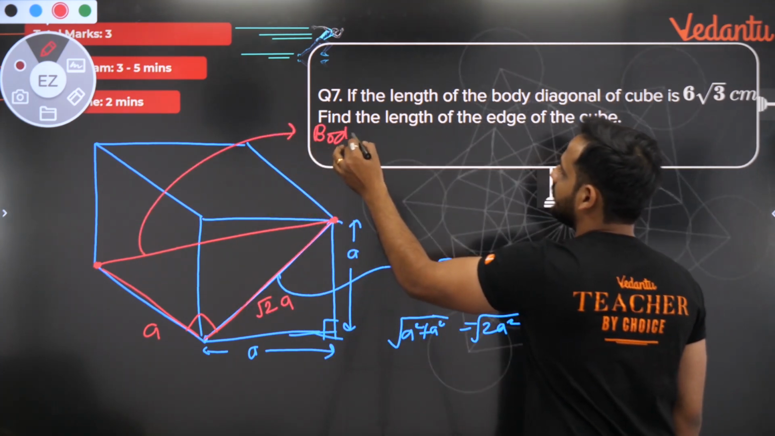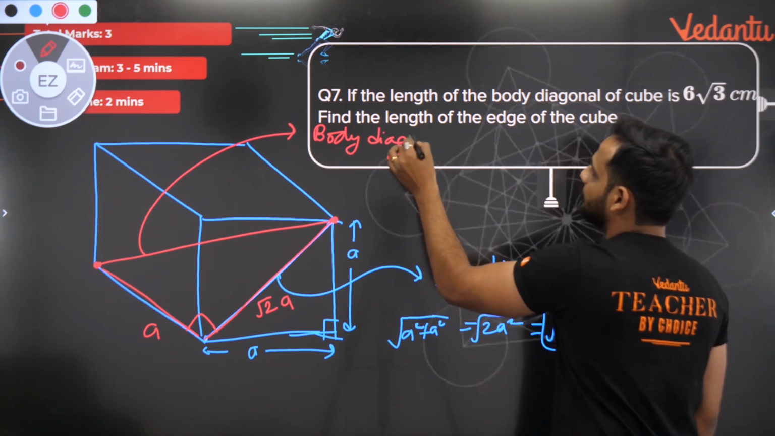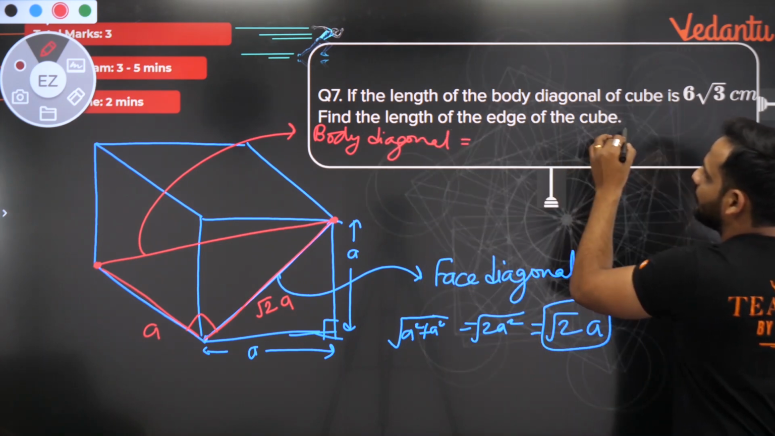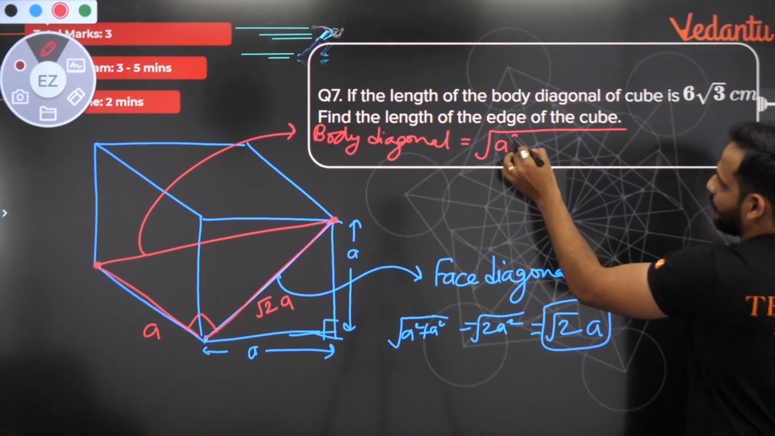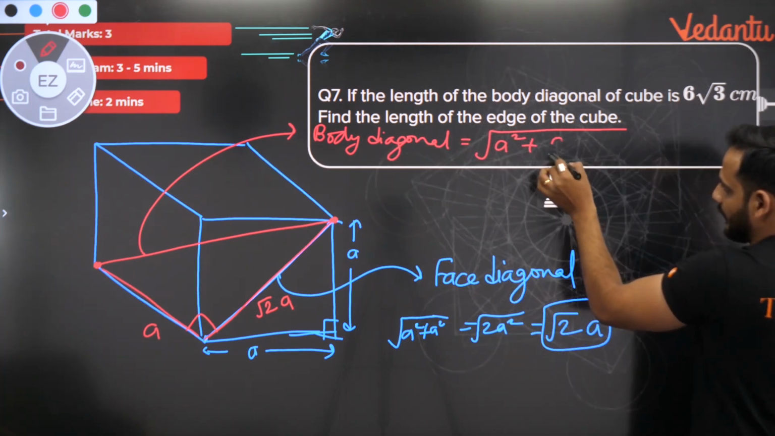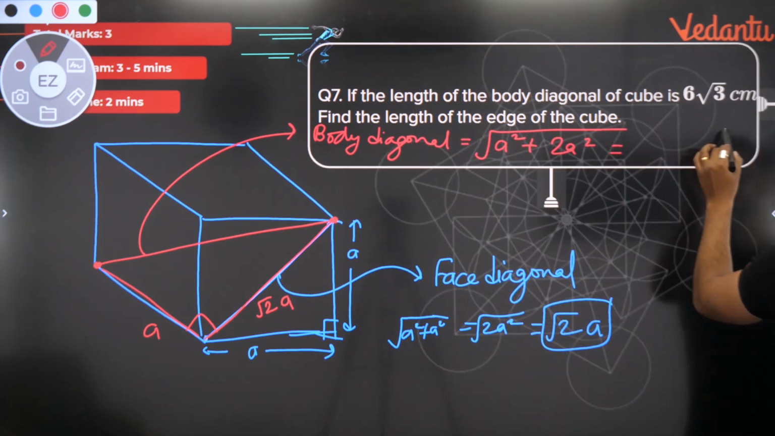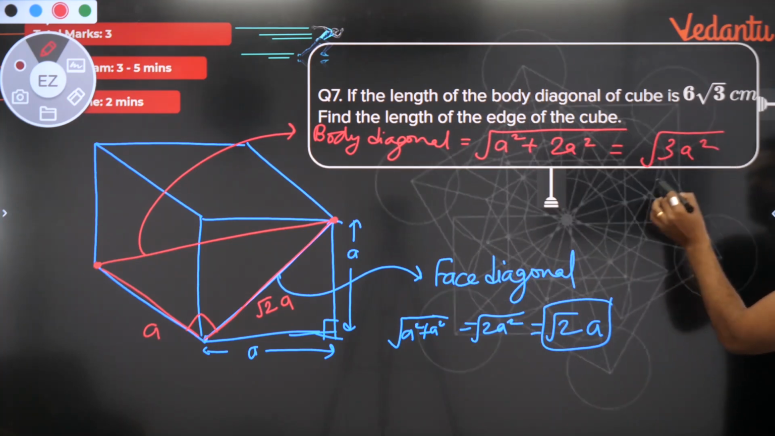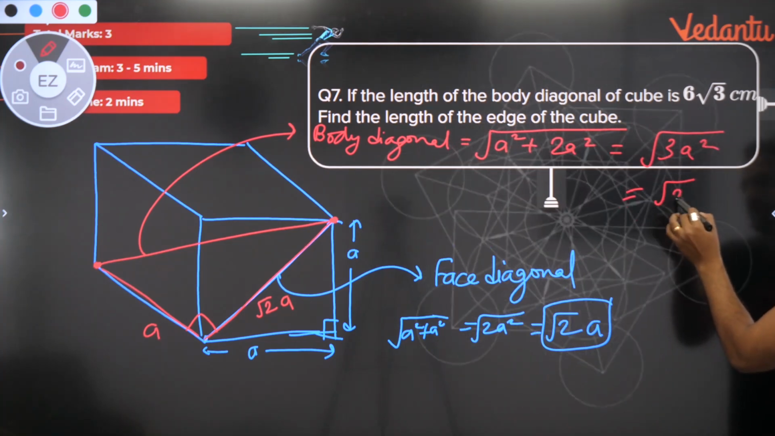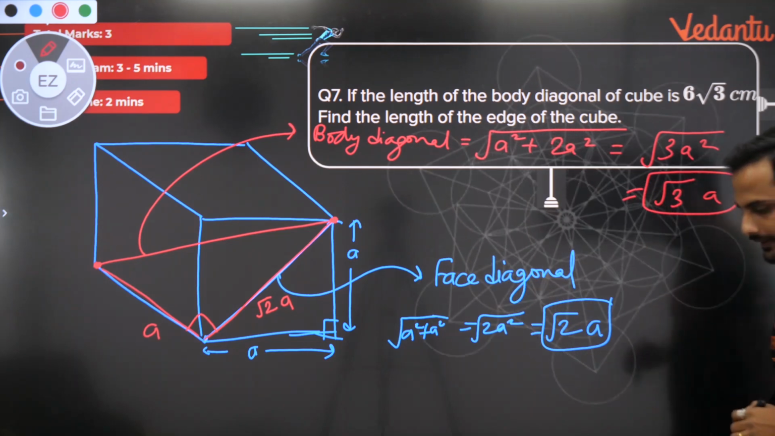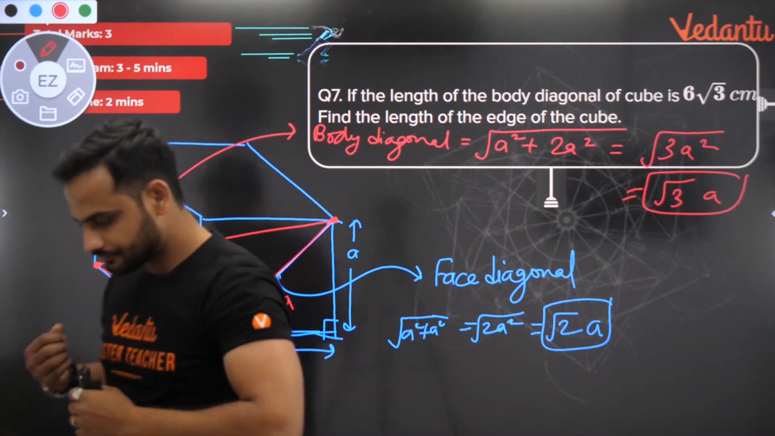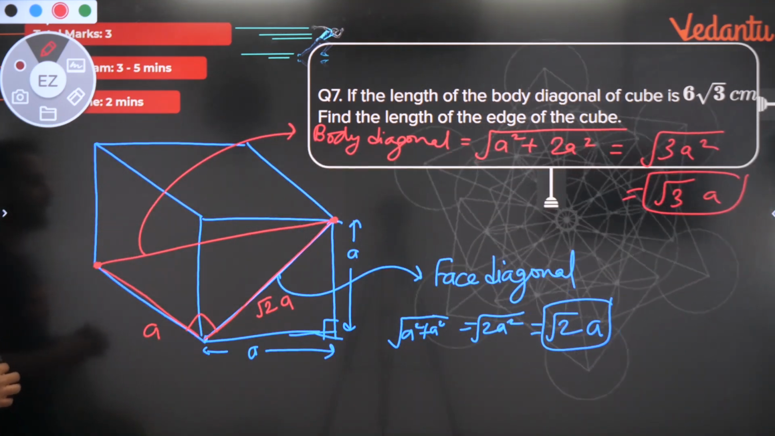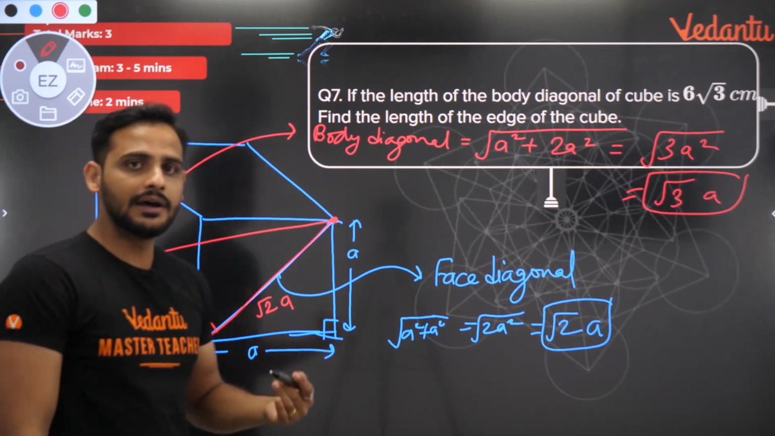So body diagonal will be equal to under root of, first side is A square and then root 2A, so its square will be 2A square, which is equal to root of 3A square. That means root 3A. So this is called the body diagonal.